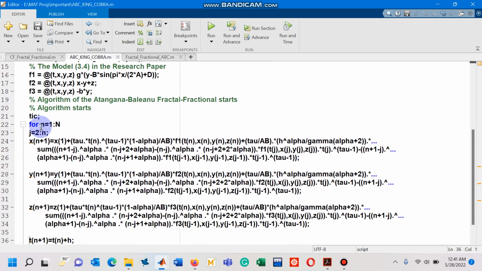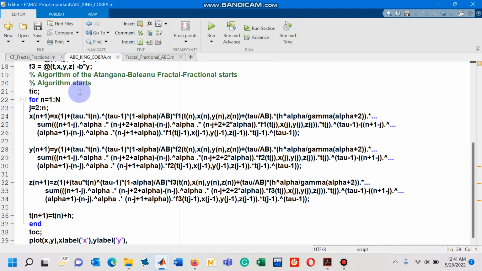Now you can see on your screen this for loop is very important, and there are three equations in the for loop because we have three differential equations in the dynamical system. So you can see that this is the same scheme that I had shown you in the research paper by equation 3.23. So it is easy to code that scheme for the nonlinear differential equations. Now I have given the plot command to get the phase portrait Y versus X. So let's run this code to get the graph of this phase portrait.